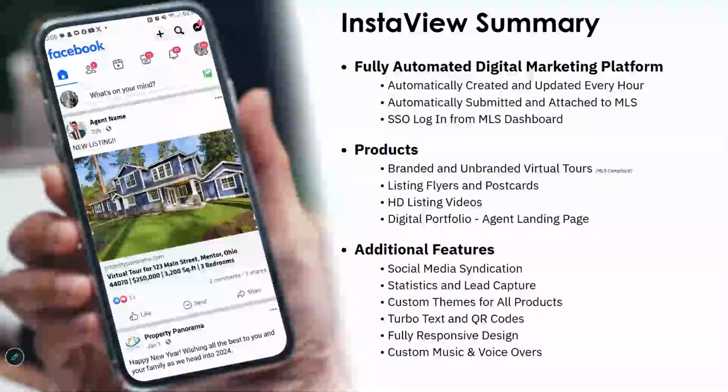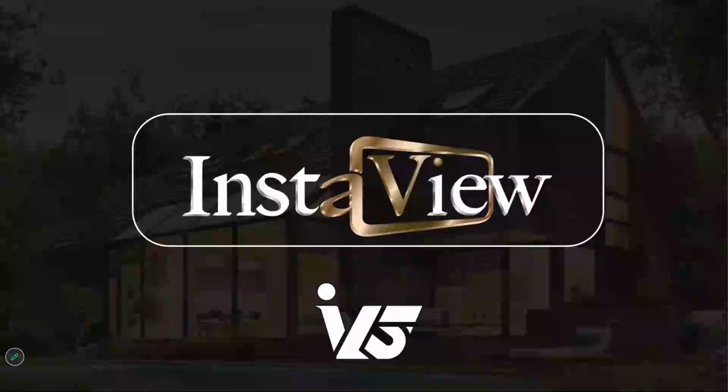So the products in the InstaView suite itself are the branded and the unbranded virtual tours. The unbranded is the MLS compliant one that does get attached to your listings. The branded version is for your own personal marketing outside of the MLS. You also have listing flyers, postcards, listing videos, and the digital portfolio, which is the agent landing page. Now, instead of going through all of those additional features on the bottom, it's probably best just to go ahead and dive in and show them to you.